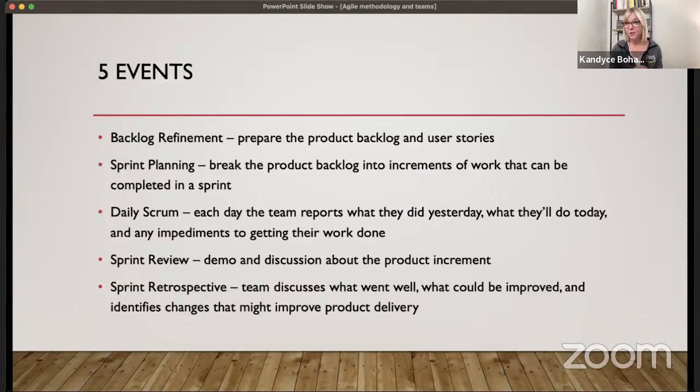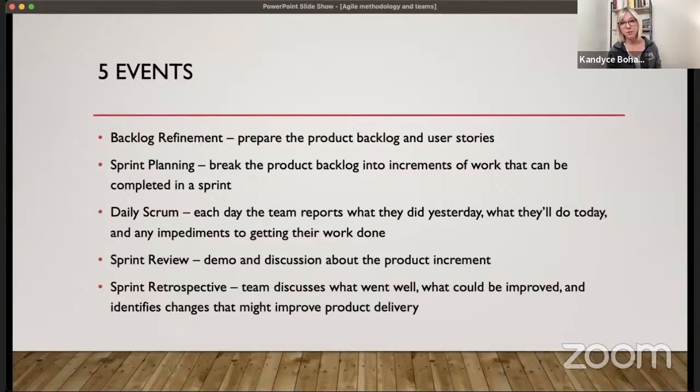So through all of that, we also have 5 events. One of the main events is backlog refinement. Usually that's done, or at least started, with the product owner creating that product backlog. What are all the things, all the user stories, that we need to accomplish to achieve our goal and vision for this idea?